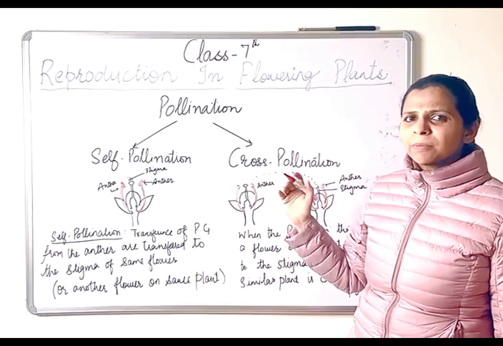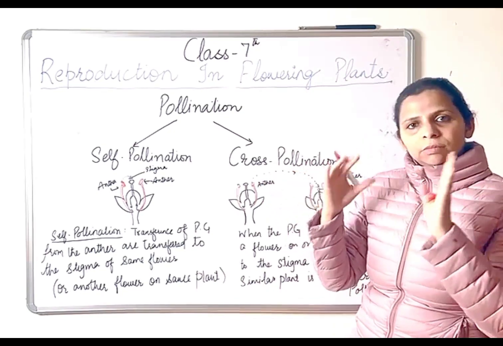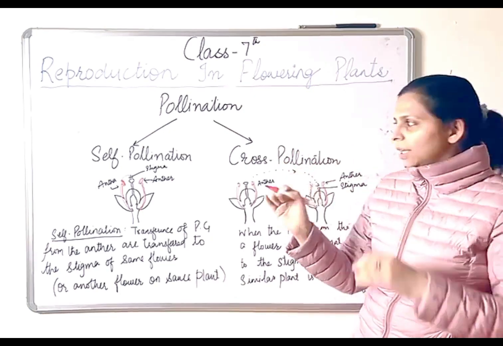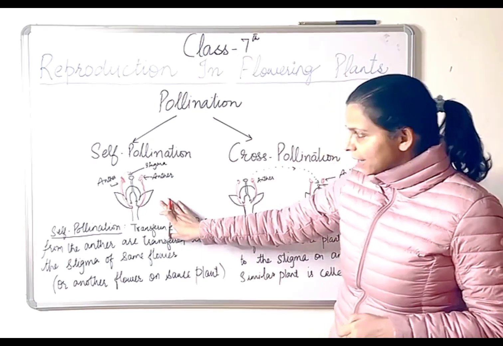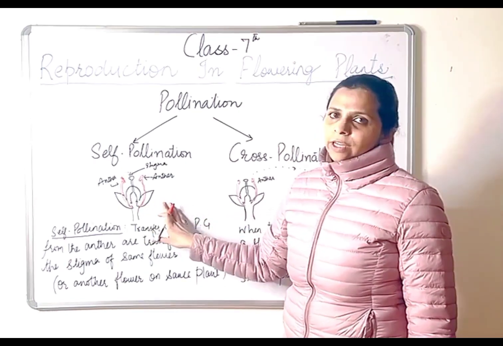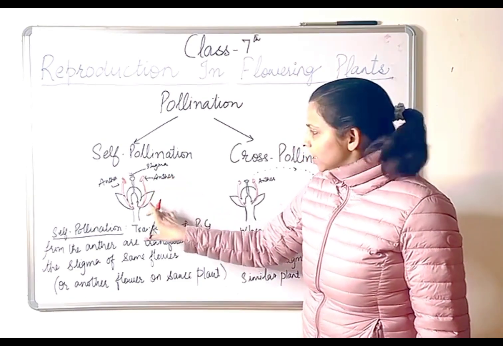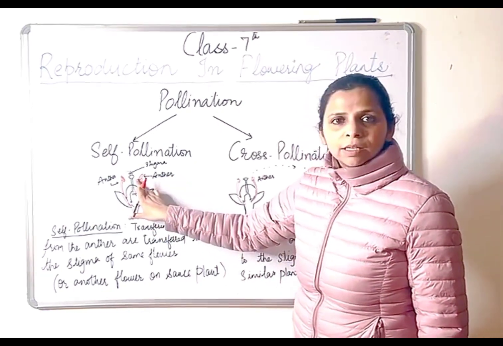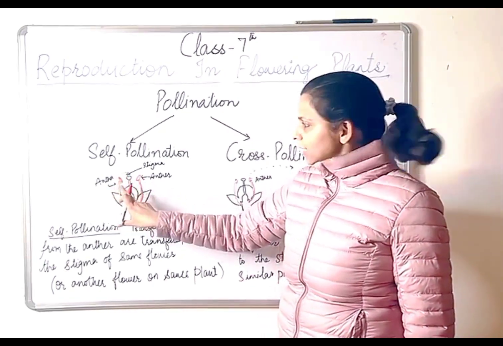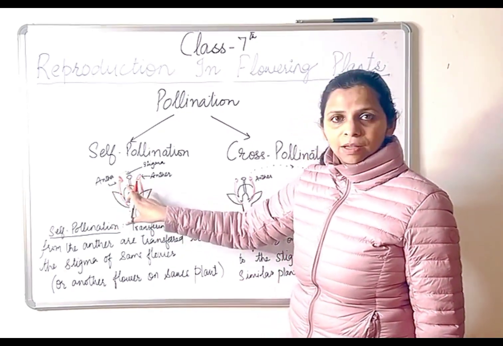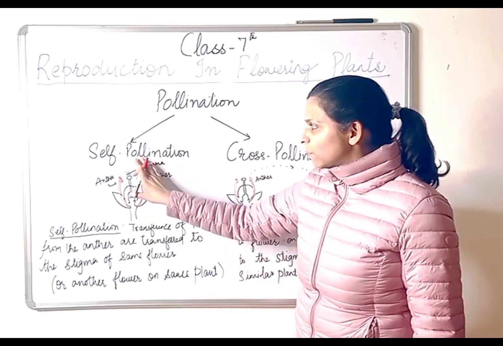Self and cross, the names themselves tell you. Self means within itself, cross means two, going from one to another. It will be easier to understand if you look at this diagram. This is a diagram of a flower. This red part is the anther and this black part is the stigma. Pollen grains come from the anther and fall on the stigma of the same flower. So this is called self pollination.